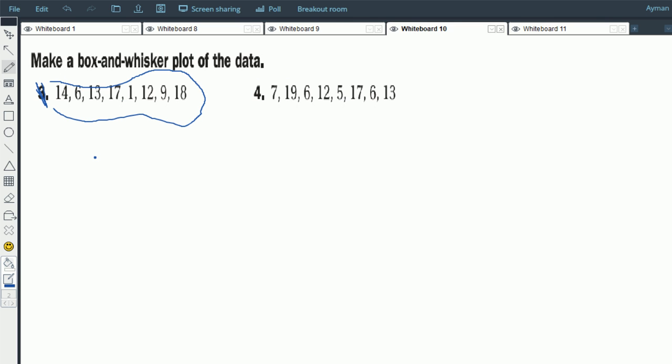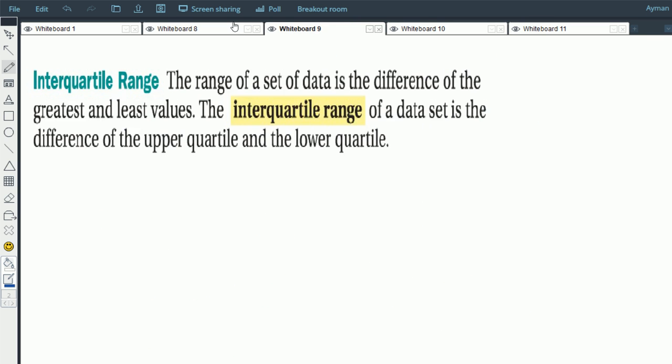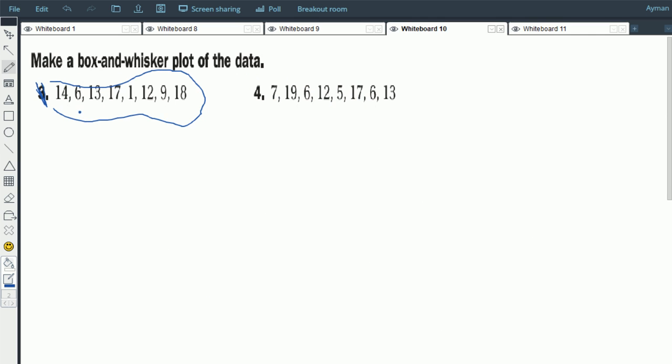Muhannad, I explained 2 or 3 times, okay? Okay. I will explain again this one. We have values here: 14 and 6 and 13 and 17 and 1 and 12 and 9 and 18. Then Saleh and Saud, try to solve this question. I will solve a new question for you, Muhannad, which is here: 10 and 30 and 20 and 40 and 60 and 50. Muhannad, first of all, we will arrange it from the smallest to the greatest.